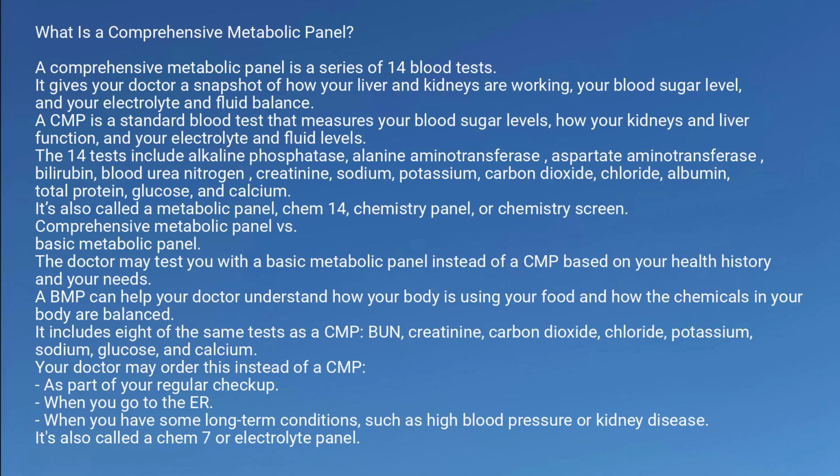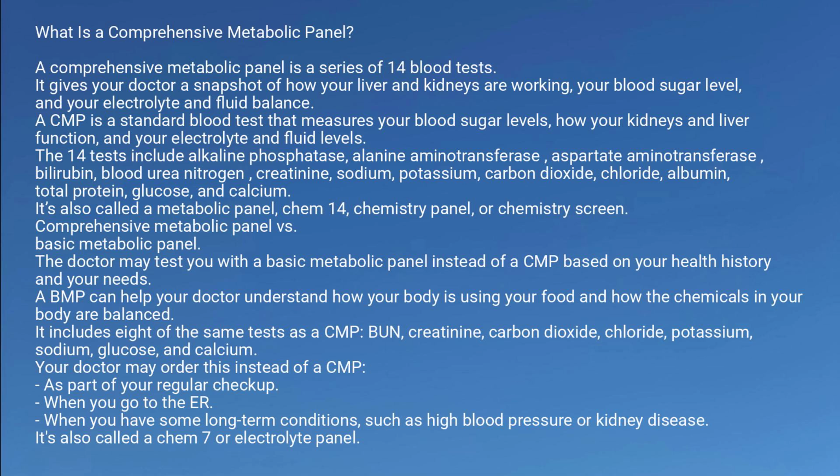What is a comprehensive metabolic panel? A comprehensive metabolic panel is a series of 14 blood tests. It gives your doctor a snapshot of how your liver and kidneys are working, your blood sugar level, and your electrolyte and fluid balance. A CMP is a standard blood test that measures your blood sugar levels, how your kidneys and liver function, and your electrolyte and fluid levels.